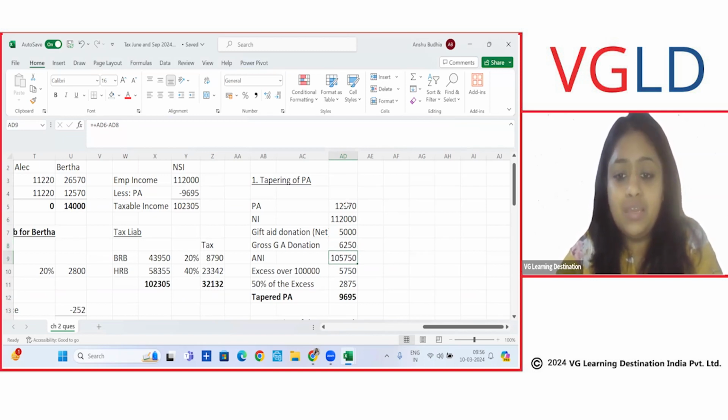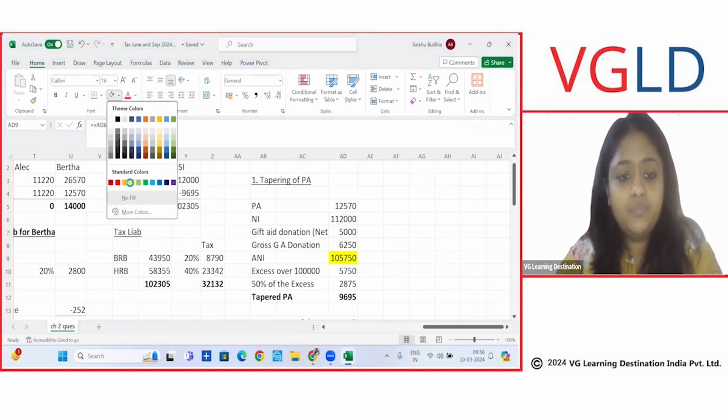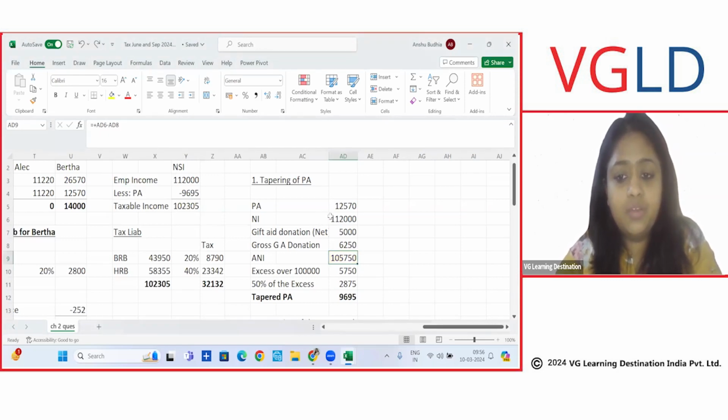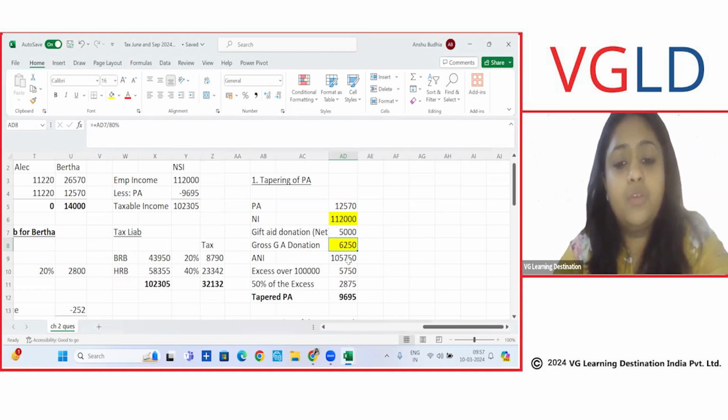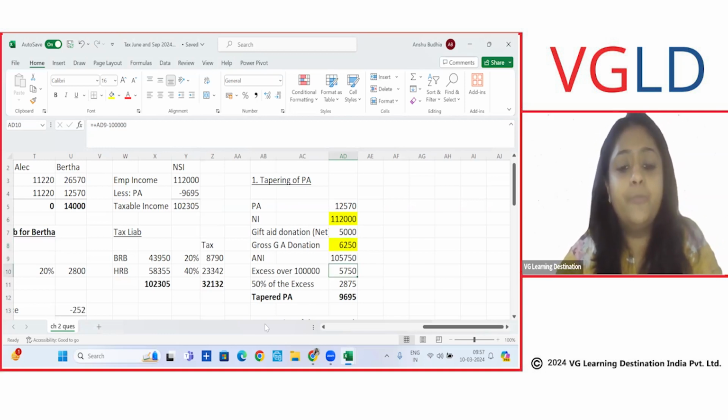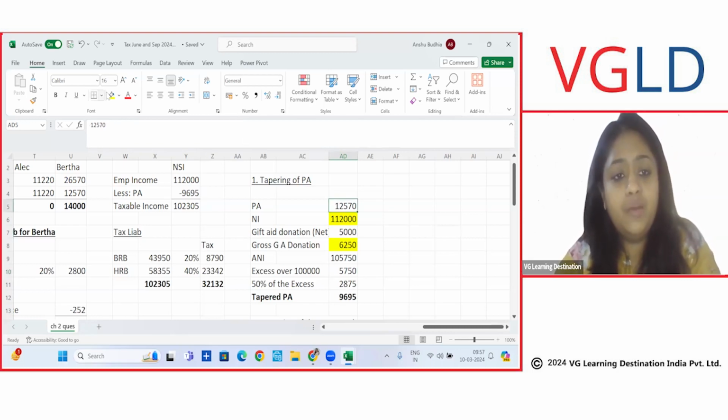ANI will be net income less gross gifted donation 6250. So when you reduce from net income gross gifted donation, you get ANI of 105,750. Okay. Now excess over 1 lakh is this minus 1 lakh, which is 5750. 50% of the excess is this excess, you multiply 50%. So you get 2875.